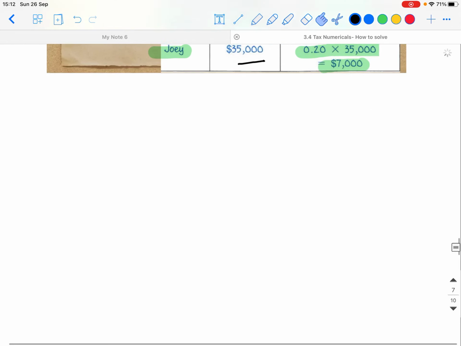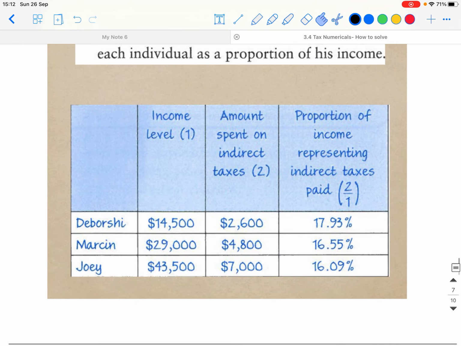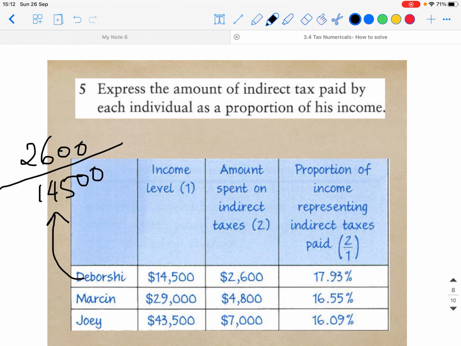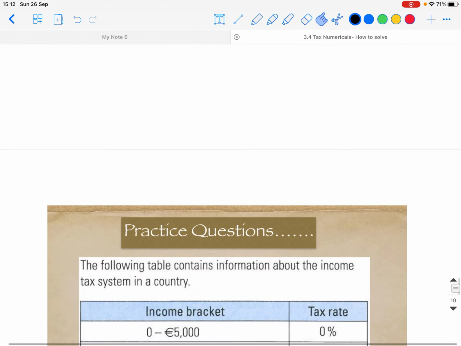Okay. Next is express the amount of indirect tax paid as a proportion of income. So indirect tax divided by income. That's what we have to do. So for example, the first one, I'll show you the first one. 2,600 divided by 14,500 into 100 is the amount of indirect tax paid by Deborshe as a proportion of his income is 17.93%. And the same way you can calculate for the others as well.